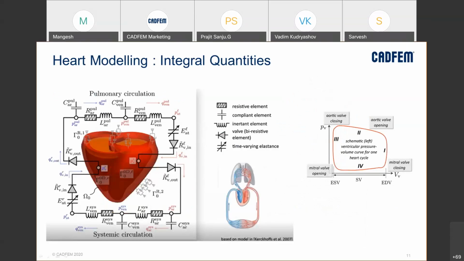So we understood what output we can expect, but in order to model a heart, as I said, it's a complex system. In order to model the heart, there has to be a certain strategy. The strategy is as follows. A heart model like the one you can see on the screen, where we are modeling the two ventricles, that is the left and the right ventricle.